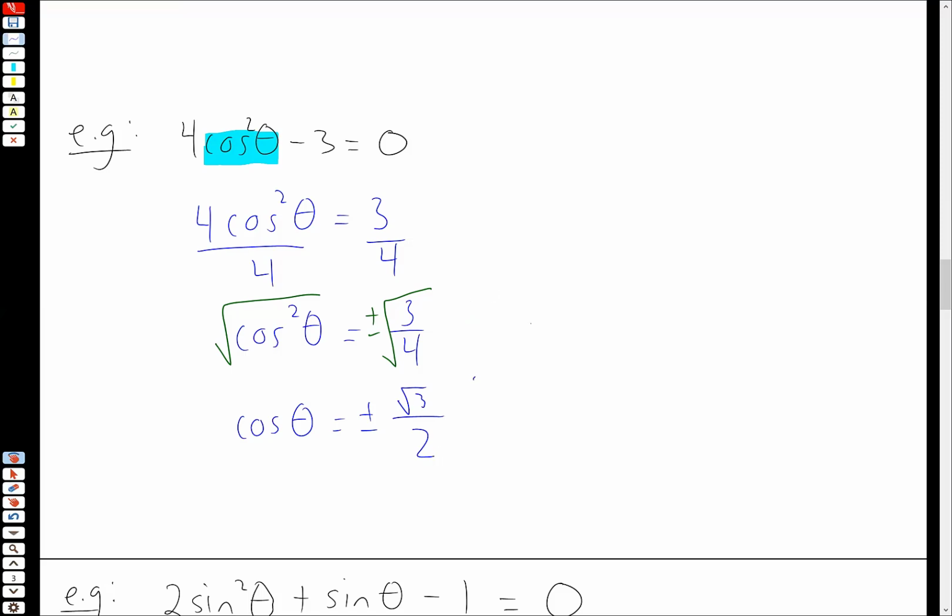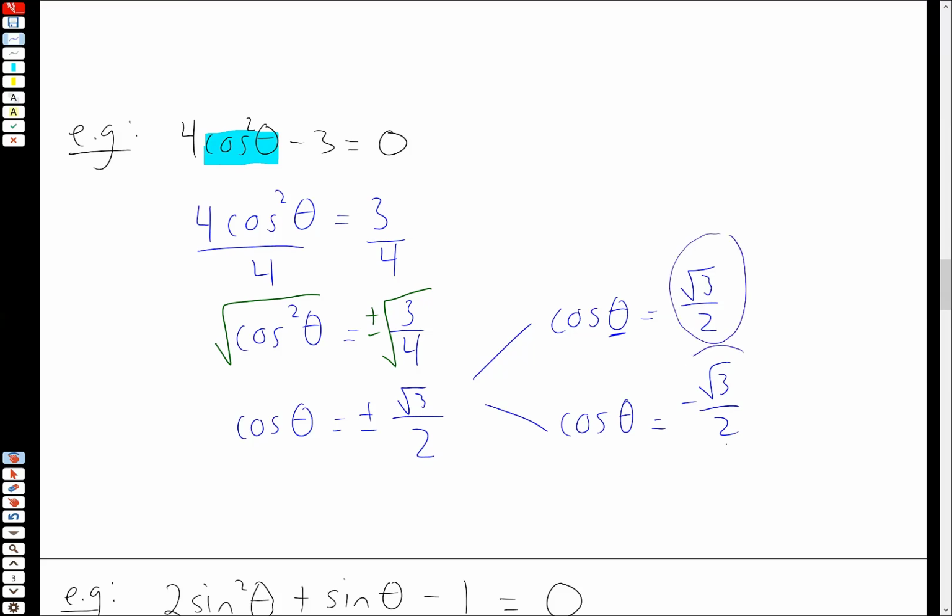So we have two equations here. We have cosine of theta is plus square root 3 over 2, and cosine of theta is minus square root 3 over 2. So we want to look for, on the unit circle, what angles will give us square root 3 over 2 and minus square root 3 over 2 in the x coordinate, because we're dealing with cosine. So let me erase what we just did.